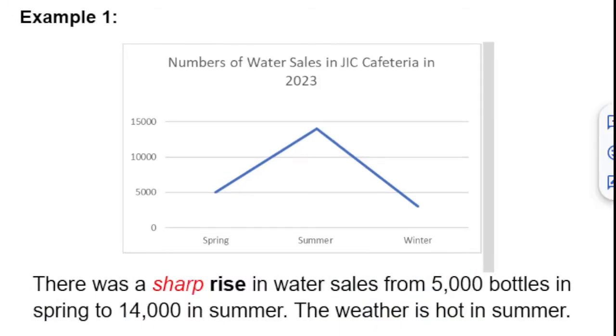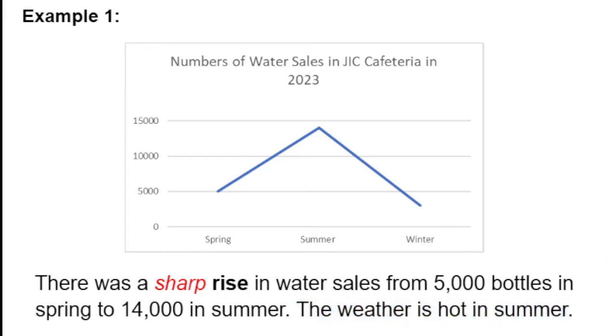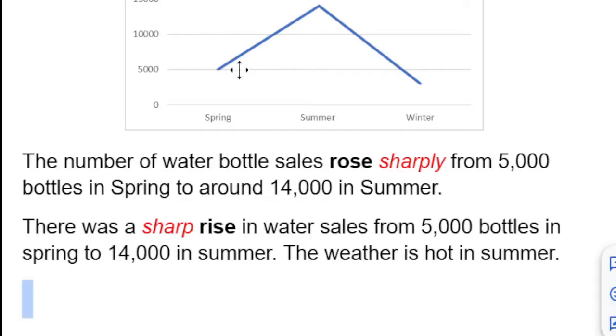You can also write about the same information, the same increase here in the chart, using what we call the noun adjective form. It reads, there was a sharp rise in water sales from 5,000 bottles in spring to 14,000 bottles in summer. And here we give a reason why we think it's the case. The weather is hot in summer. So in talking about that one increase, there are two ways to write it. It's the verb, adverb, or noun, adjective.